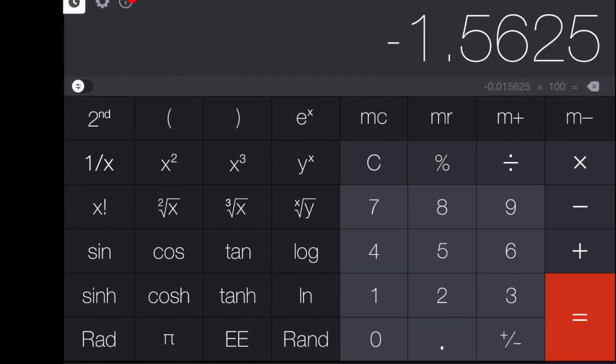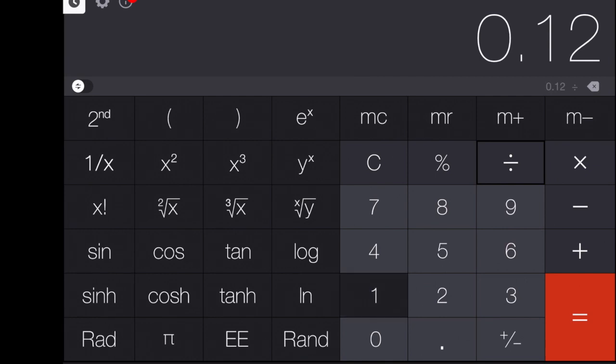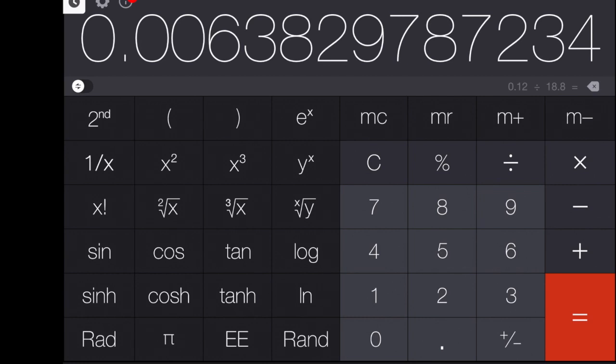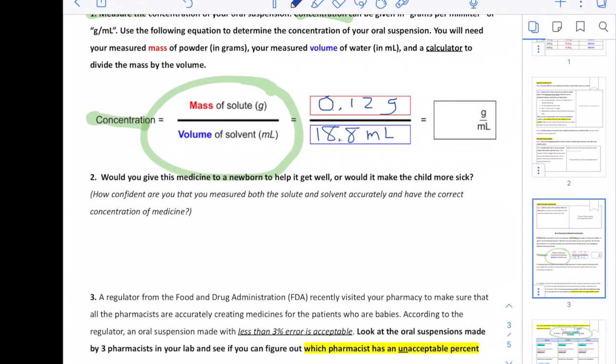Now in this one, we're just dividing. This is not percent error. We're just dividing. So it's 0.12 grams divided by 18.8 milliliters. And that will tell us how many grams in each milliliter. That comes to 0.00638. I'm going to round that to 0.0064. All right. Pause here if you need time to do that, and then we'll go on.